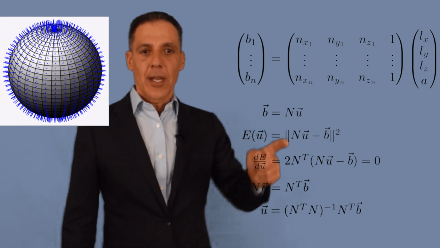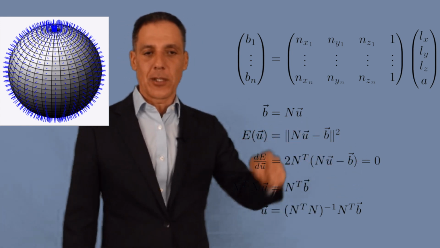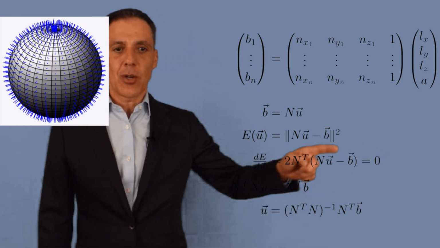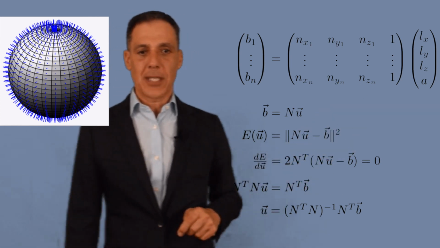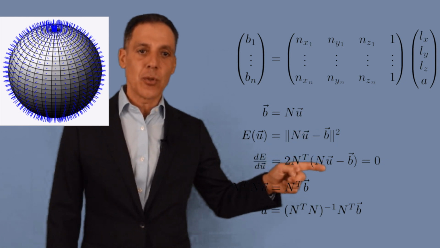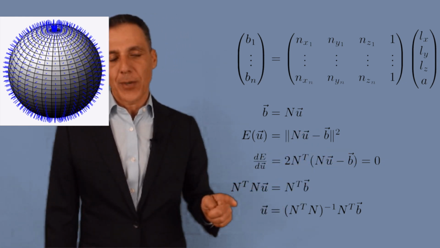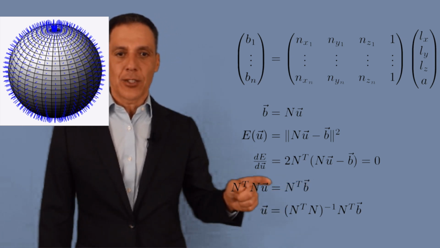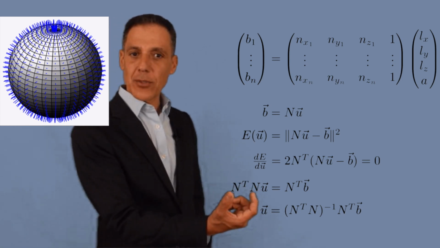That's 2 N transpose times (Nu minus b). That's just the polynomial expansion here of the derivative. The 2, by the way, set that equal to 0, solve for u. The 2 goes away because of the multiplication by 0. And now I have N transpose N u minus N transpose b equals 0, or N transpose N u is equal to N transpose b. This, of course, is the unknown. That's known. This now is a square matrix.